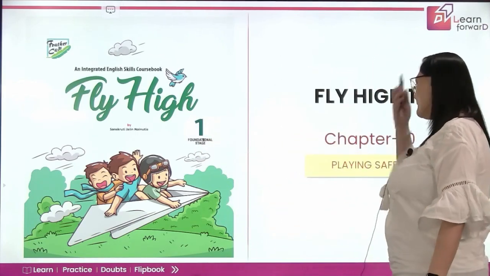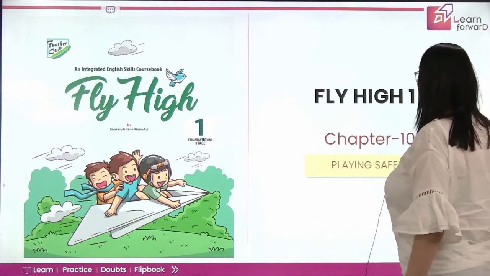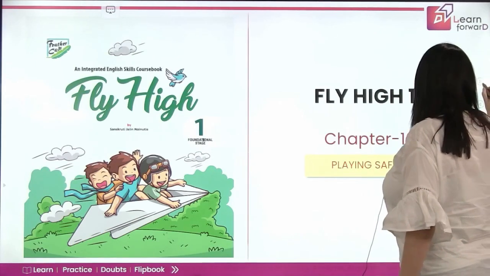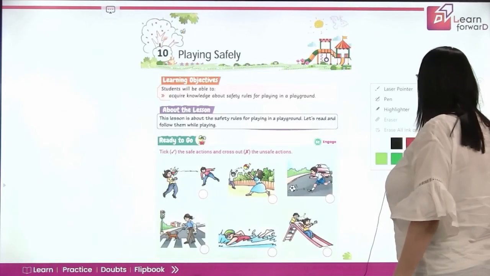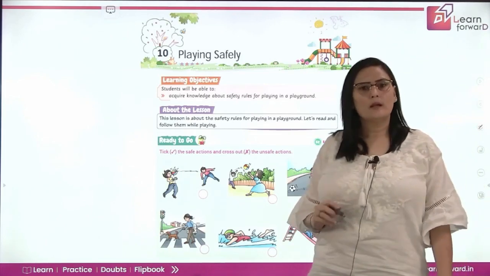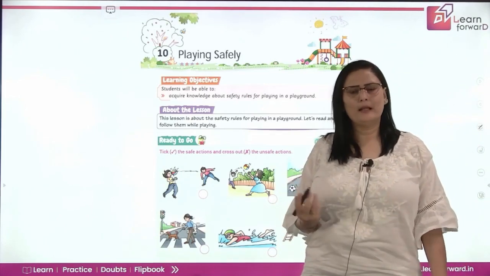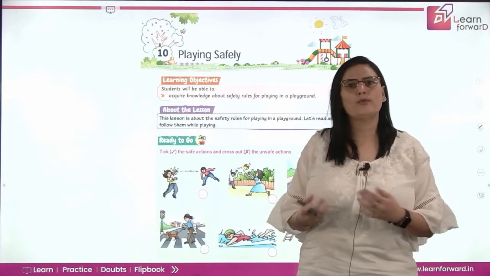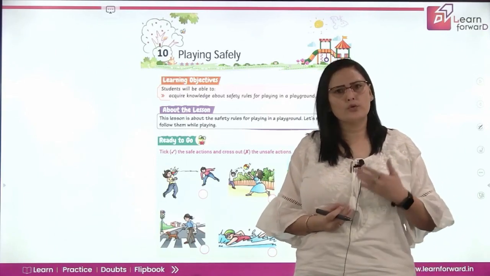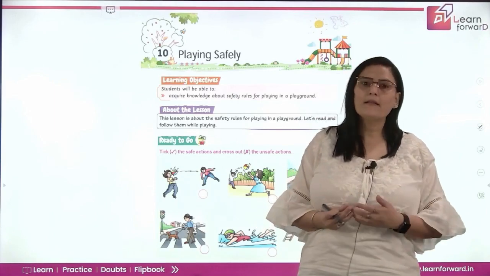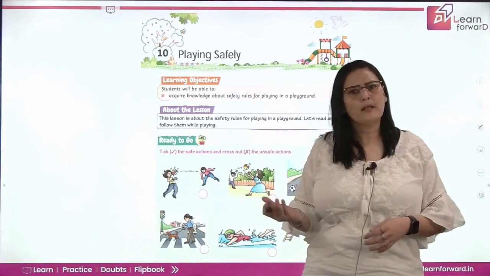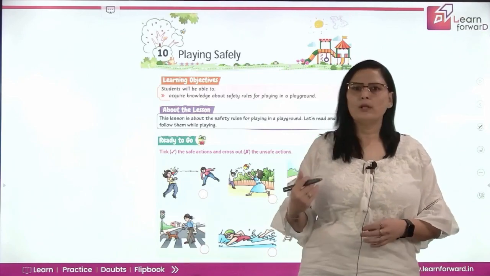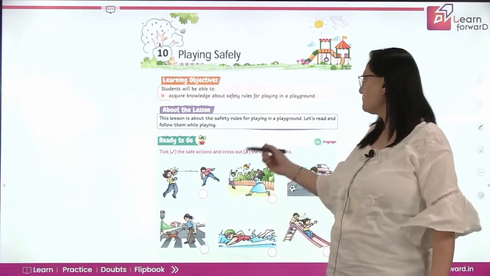So now we are on chapter 10 that says playing safely. Okay, so we all love to play, but then we all should be careful while playing. Like if you are playing in the playground, you should not push your friends. If you're on the slides, you should be careful. If you're playing hide and seek, you should not go to the dark places. So while playing also we need to be very careful.